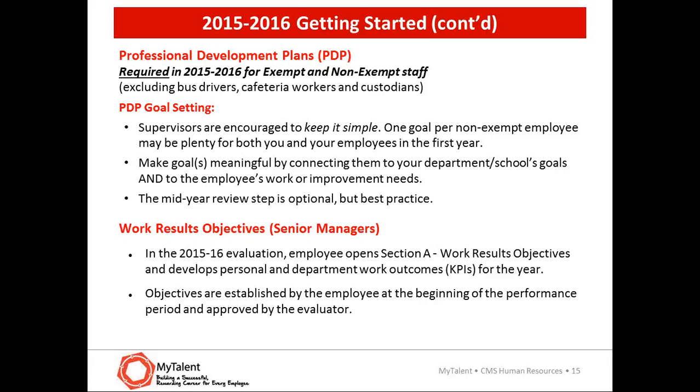The work results objectives for senior managers are Section A in the evaluation plan. The work results objectives are like KPIs, and it's where that senior manager develops personal or individual and department work outcomes for the year. The supervisor then approves those work objectives.